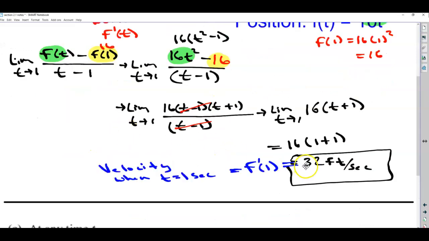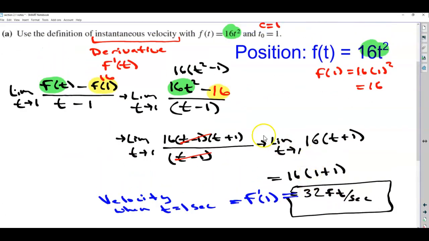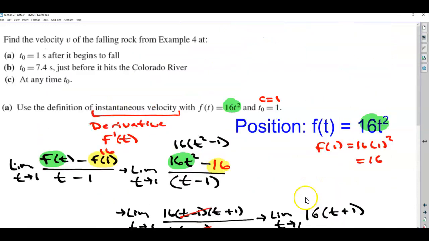Okay, so that was part A. Yeah, it's a lot of work. You're going to have to do a lot of work for the next couple days. But part A said find the velocity at 1 second. We're going to skip part B and we're going to do part C. What about for any second? Instead of t of 0, I'm going to call it c because that's friendlier to use. We're going to use the same function.